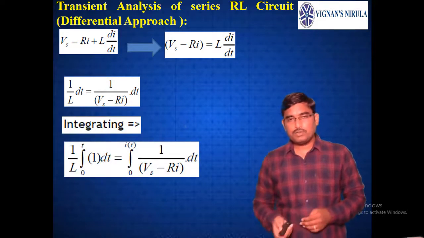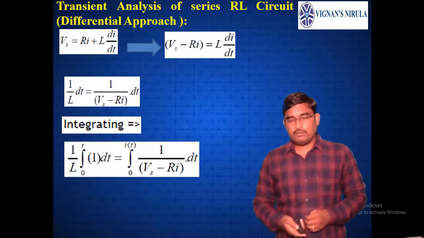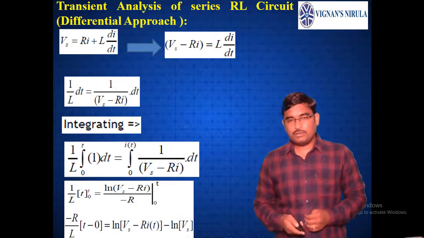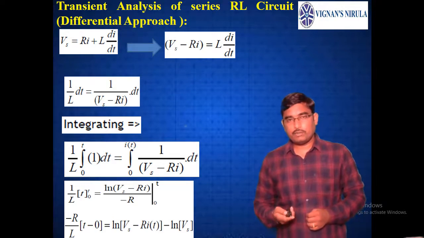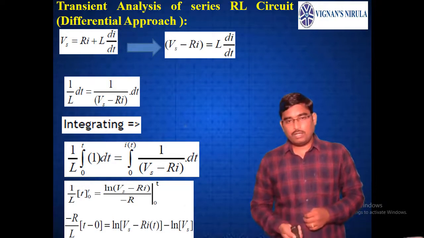Now integrating both sides gives, on the left side, 1 by L integral 0 to t of dt. On the right side, it is the integral from 0 to i of t of 1 by (Vs minus R into i) di. Integrating the above equation gives 1 by L into t with limits 0 to t equals ln of (Vs minus R into i) by minus R, with limits 0 to i of t.